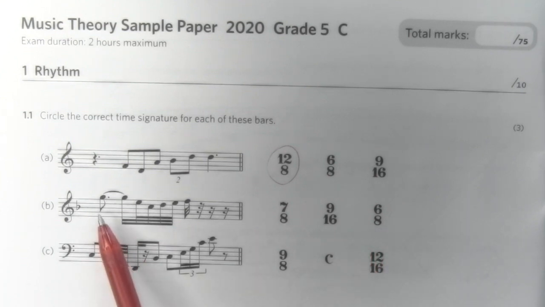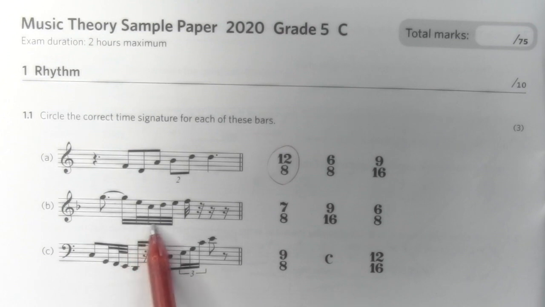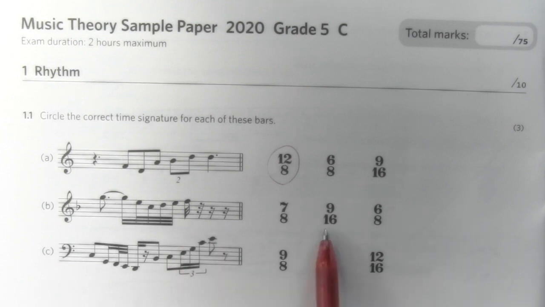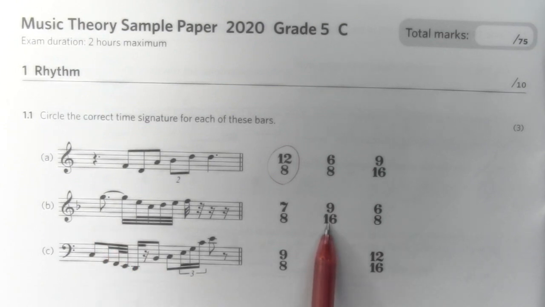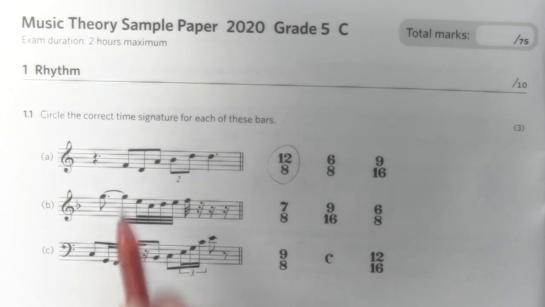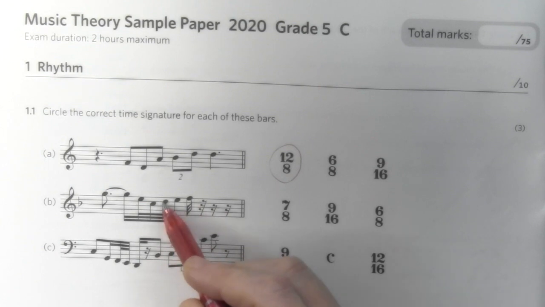So let's have a look. The fact that we have demisemiquavers, and that we have quite a lot of them, makes me think of 16th, because our orientation value here is the semiquaver. Therefore, we can easily have demisemiquavers. But let's count. We have 3 groups of semiquavers, and this brings me back to this. Then we have 1 semiquaver, 1 semiquaver, and 1 semiquaver.